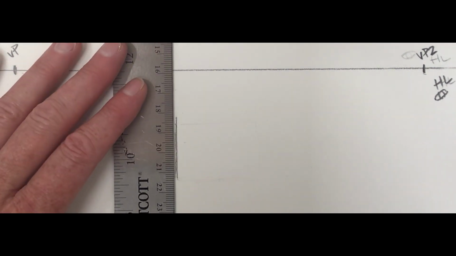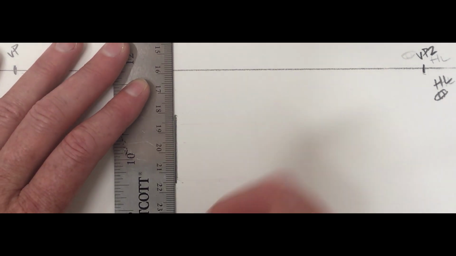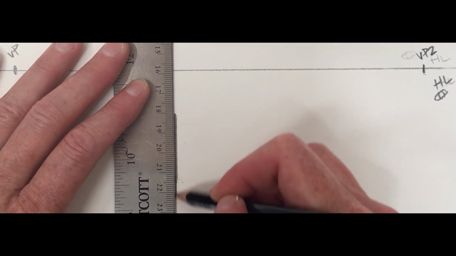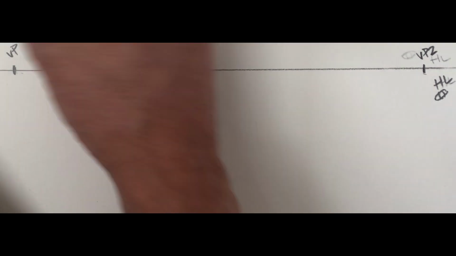Okay, so using your ruler either above or below the horizon line, you'll want to make what I call a presenting edge. Make sure that it's nice and vertical. This can be as long or short as you want, just depends on what height you want the box to be. I usually start with my first vanishing point just to kind of keep in order.